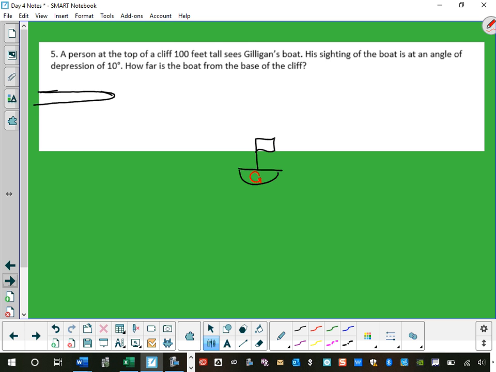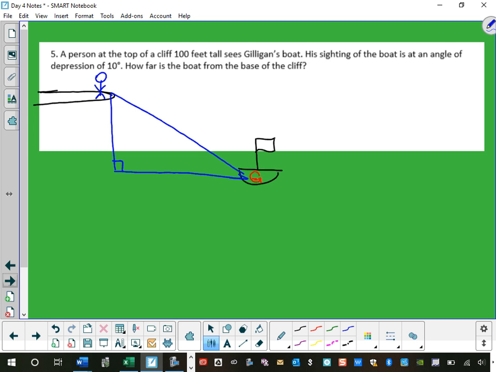It's supposed to be a tree. All right, so the person is standing here on the cliff. They see Gilligan's boat. All right, so we can create a triangle here, right? That's the only way to create a triangle.